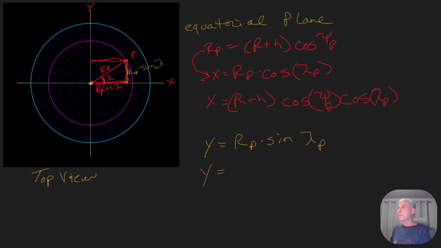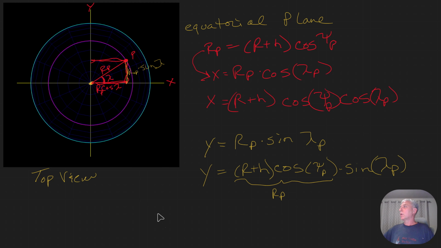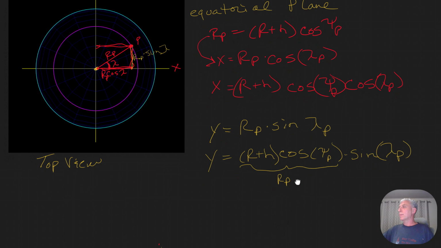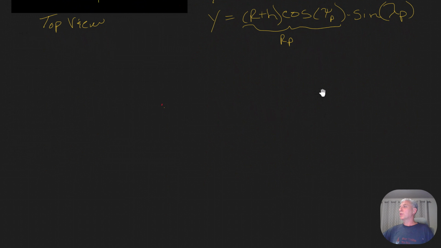So if I were to expand that one, then it would also be R plus H times the cosine of our latitude. That's our RP. Times the sine of our longitude. Pretty straightforward. So our set of, I'm just going to scoot this up, our piecewise function then becomes just what we've discovered.